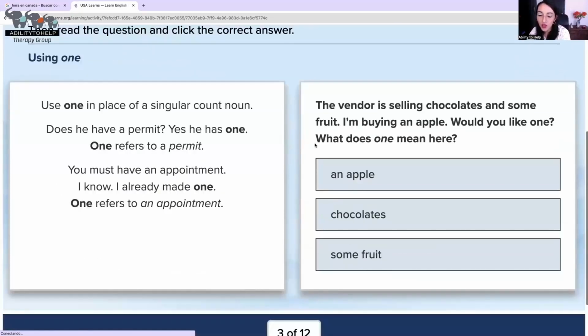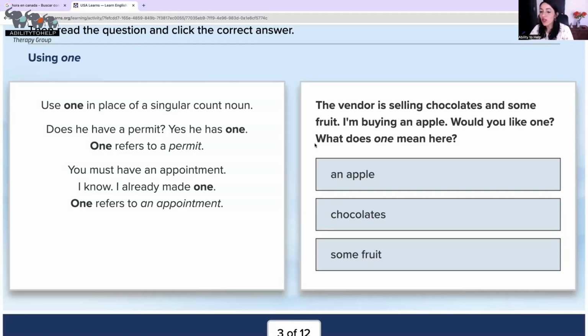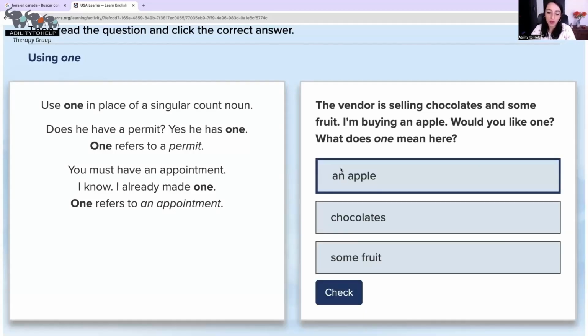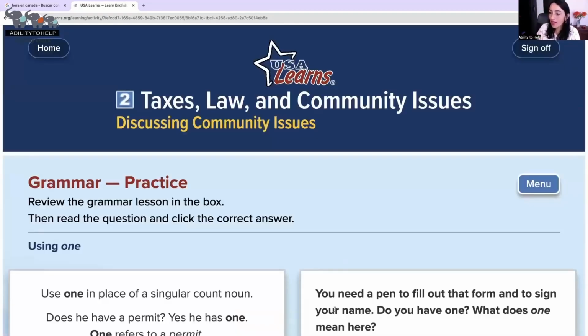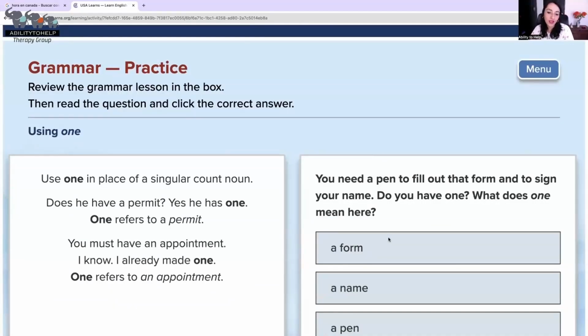So they are talking, so pay attention. The vendor is selling chocolates and some fruits. I'm buying an apple. Would you like one? One apple, because I'm talking about apples, so an apple. One, you could say one instead of the noun you are talking about. It's a simple way to understand this topic.